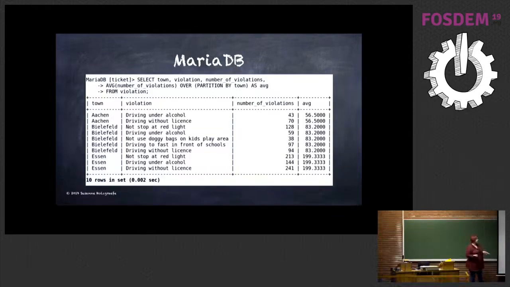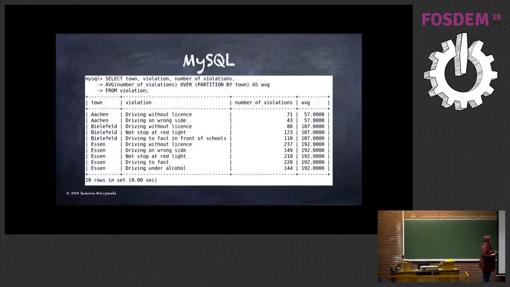I filled the tables randomly. That's why you have different values in the average and in the number of violations in MySQL, but the result is similar. Also performance, I didn't feel any performance difference here because it's just 10 rows in a table. But it's a really great feature when you need some average. It's really a use case I have really often. Not with average, but with sum.